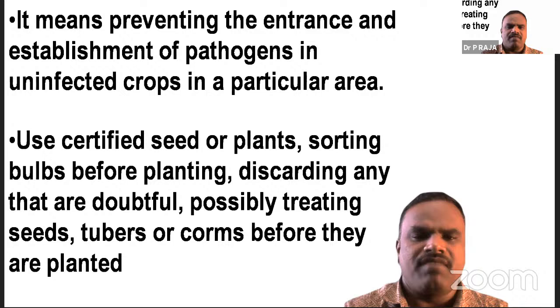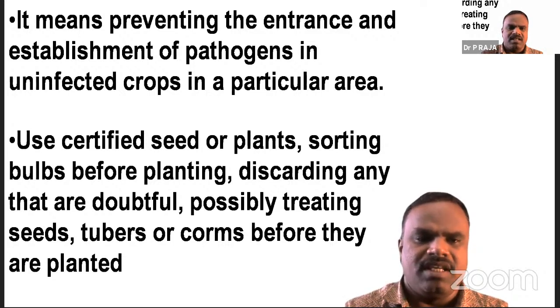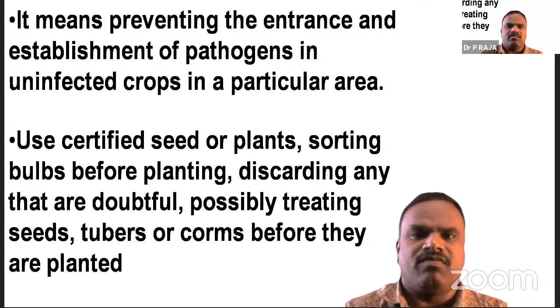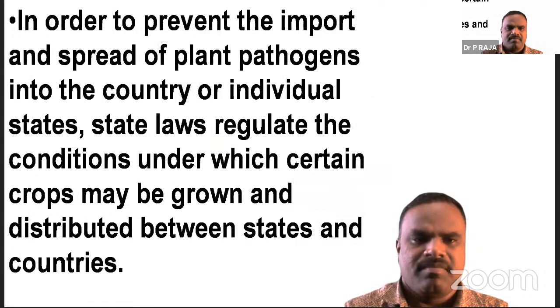So the next one is use of certified seed. While bringing, you have to bring the certified seeds, and sort the bulbs before planting. Any kind of bulbs, tubers, medicinal plants, that has to be sorted. The diseased ones have to be discarded. Sometimes we can check for the presence of virus in the planting material. So any kind of tubers and corms before planting, we must examine them.